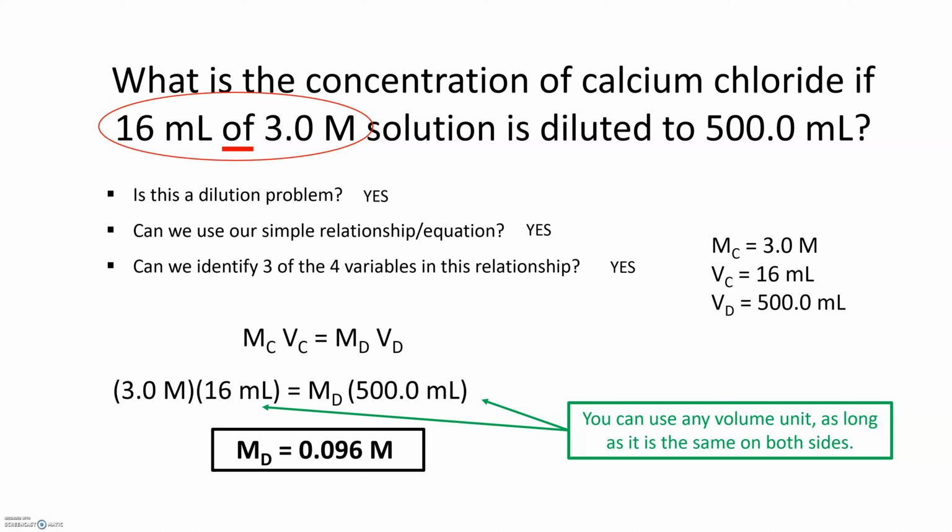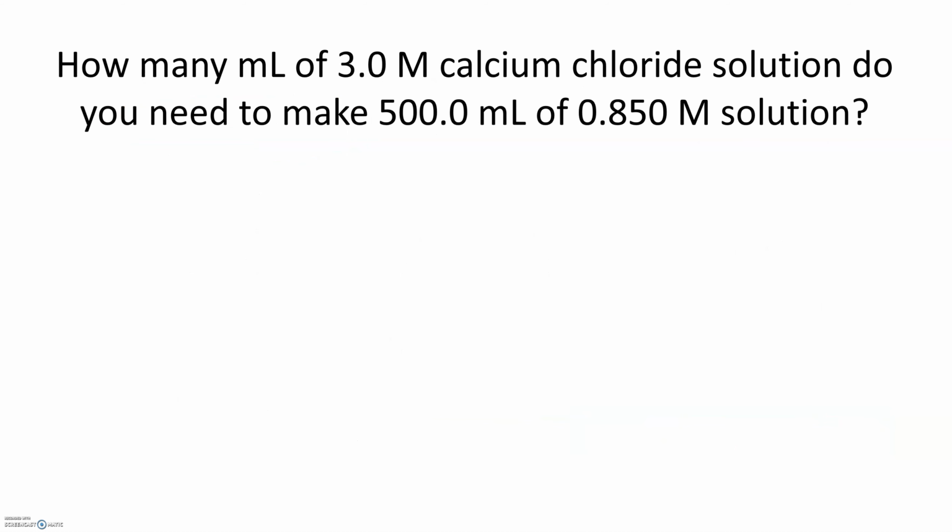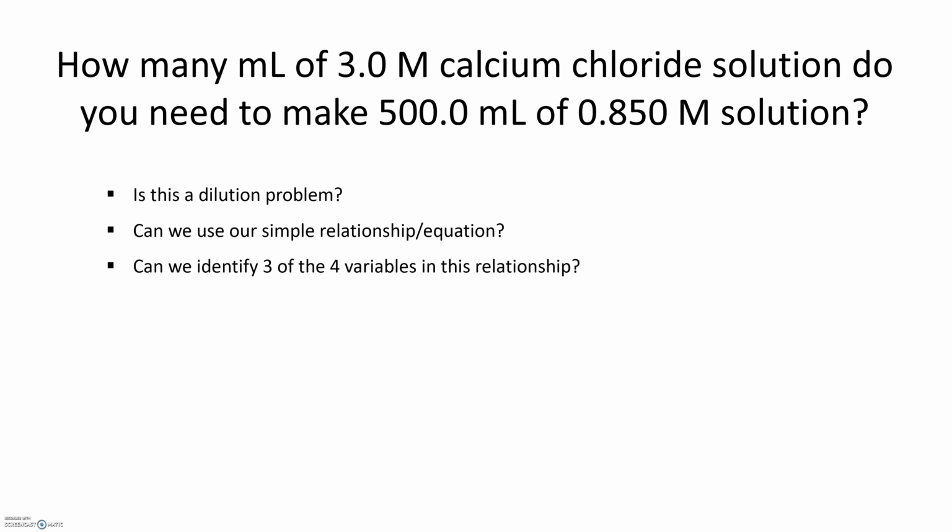All right, now on to the third one. This one's going to sound a little bit different. How many milliliters of a 3 molar calcium chloride solution do you need to make 500.0 milliliters of 0.850 moles per liter solution? This one definitely sounds different. It doesn't have the word diluted in there. So you have to read it and think about what is going on in the problem.